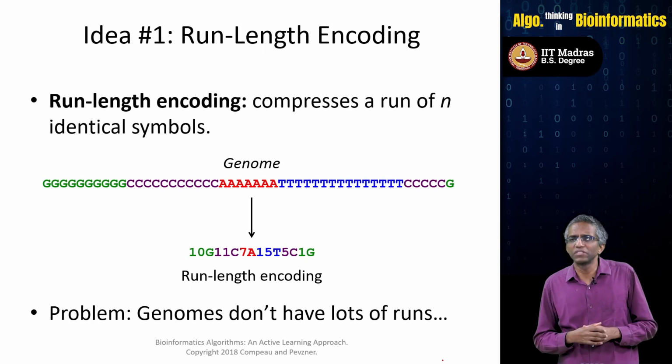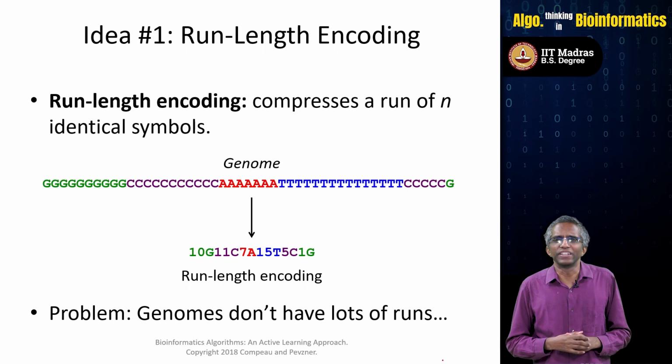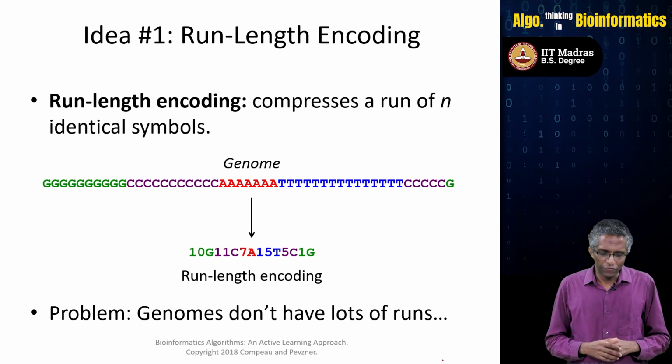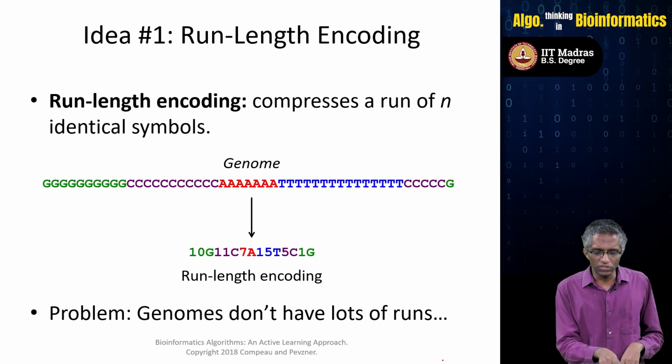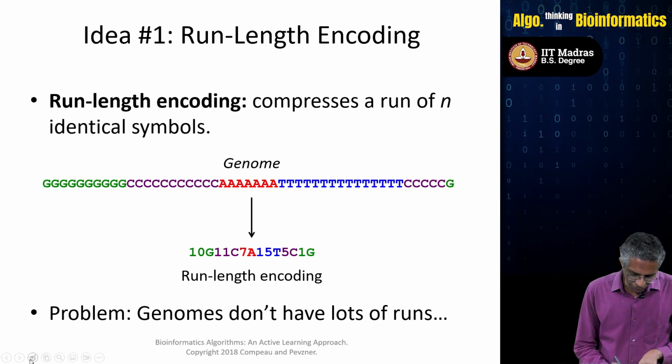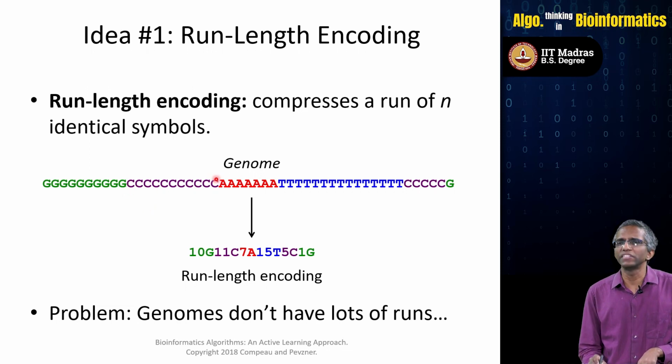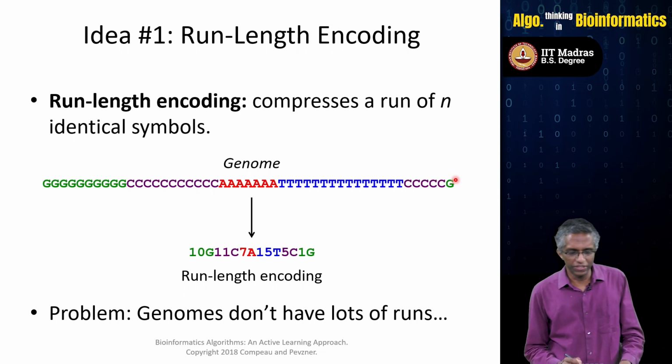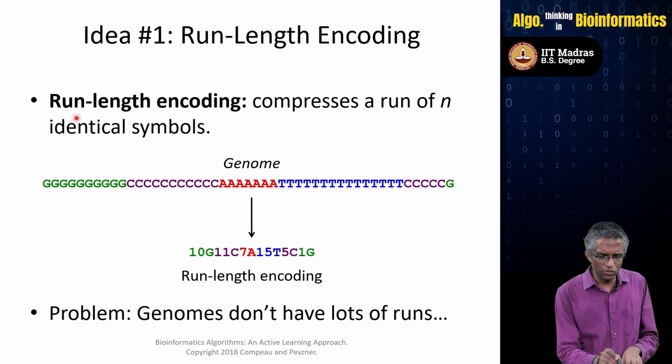One way to compress a string is using run length encoding. It's a very simple idea. If you have a genome that looks like all G's, all C's, all A's, and so on, then instead of repeating these letters G all the way, you just say there are 10 G's. So you have 10 and G. Here you have 11 C's. Instead of writing all of these C's, you just say 11C, 7A, 15T, 5C, 1G, and so on. This is called run length encoding.